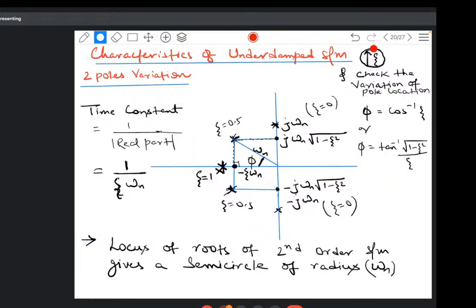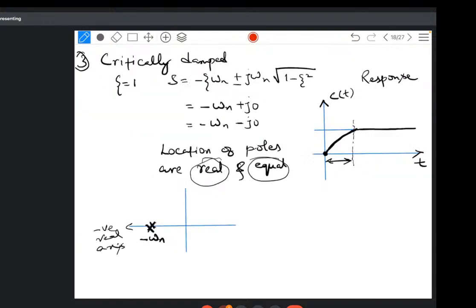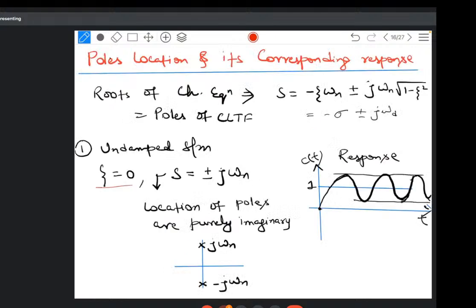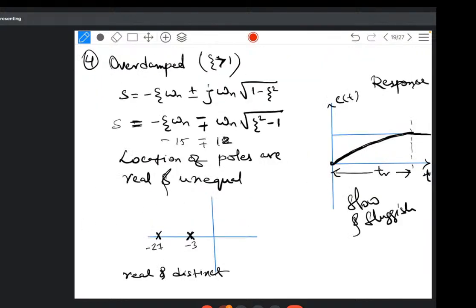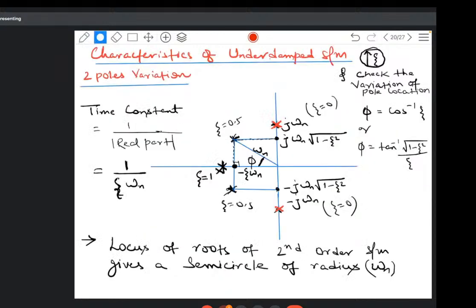So first, when zeta is equal to 0, where will the poles lie? The poles will lie on the imaginary axis. As you have seen here, when zeta was equal to 0, the poles were purely imaginary. So the poles are purely imaginary for zeta equal to 0. So what was the value? S was equal to plus j omega n, and S was equal to minus j omega n.